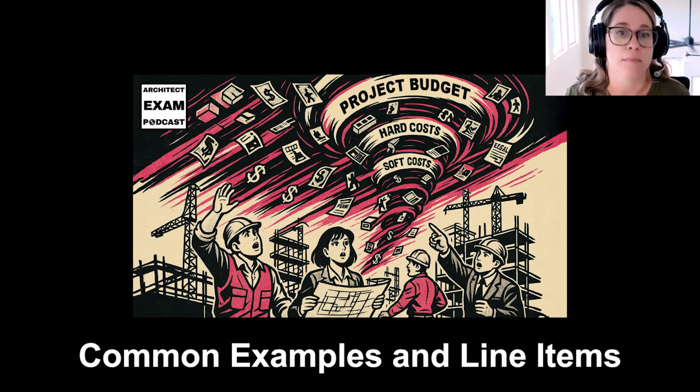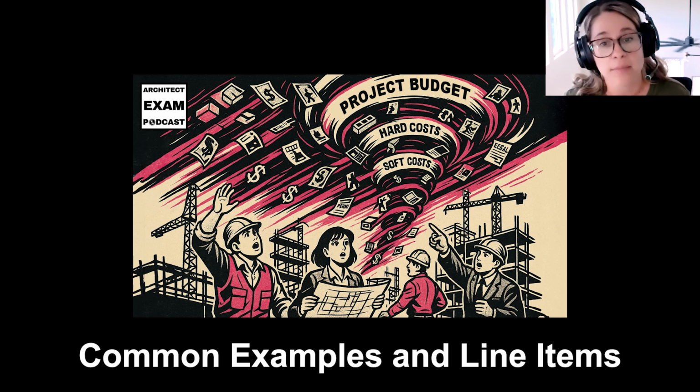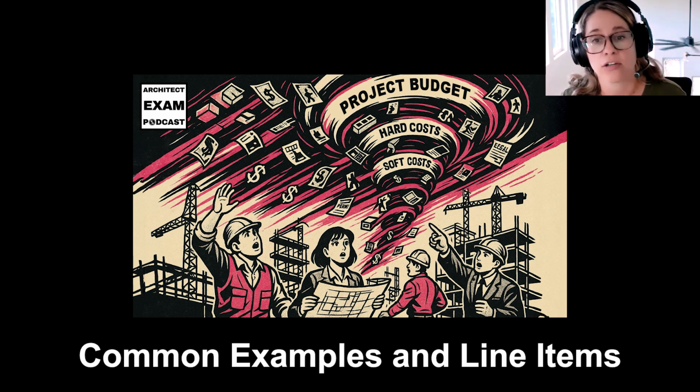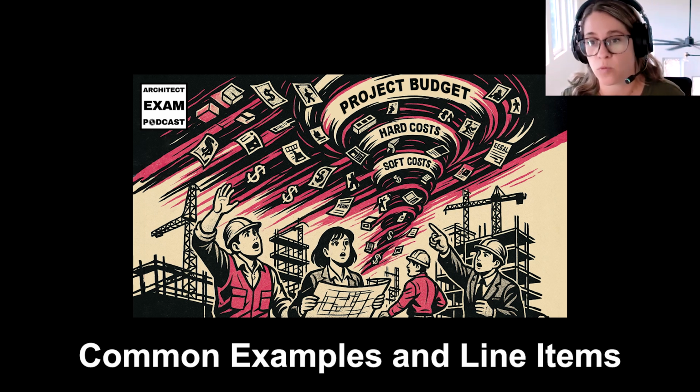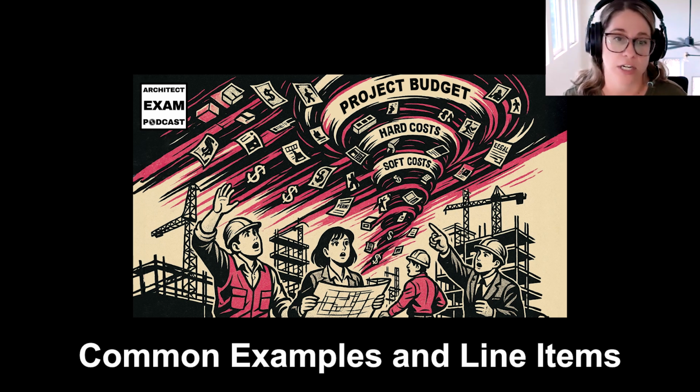Another soft cost are marketing and leasing costs. So these are important soft costs in commercial projects. This includes marketing materials or advertising. It could also include broker commissions, lease-up costs in order to get tenants into the building. So those should be considered as well when considering all costs of a project.